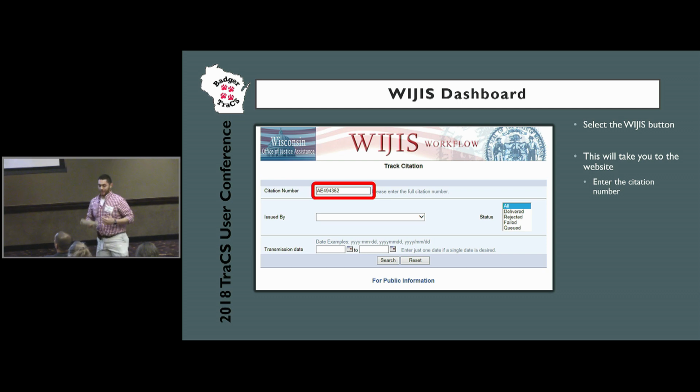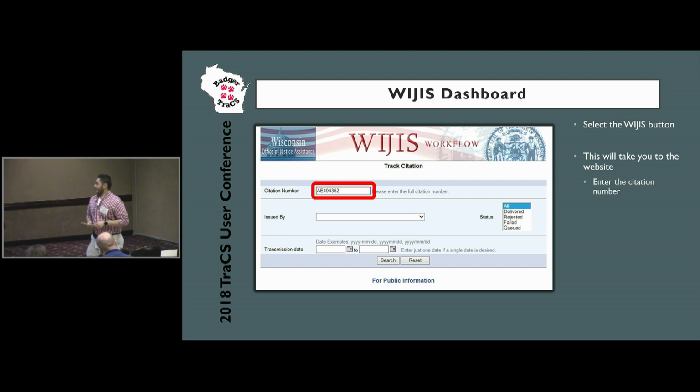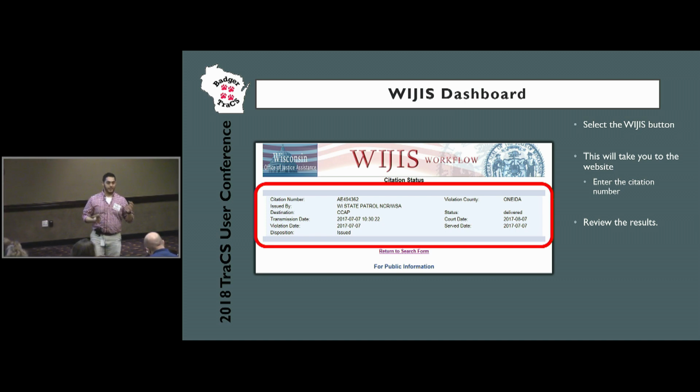What you can do here is search for your forms that transfer through WIJIS to see whether or not they were received by WIJIS. This is a way to make sure that your transmission worked. Here we have an LC citation number. We type it in there, status all, click search, and there it is. It gives you who it was issued by, the citation number, and the status. Delivered means it's already been received by the court. It's out of WIJIS, it's in CCAP, in the circuit court. Violation county, disposition, issued, all the information is there.